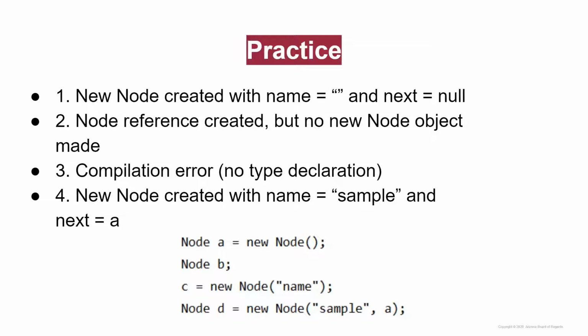And this makes use of our parameterized constructor with both information and a next object or next node reference. So the name is going to be sample, and the next object reference is going to be pointing to A, which we created in that first line. All right, let's continue on here.